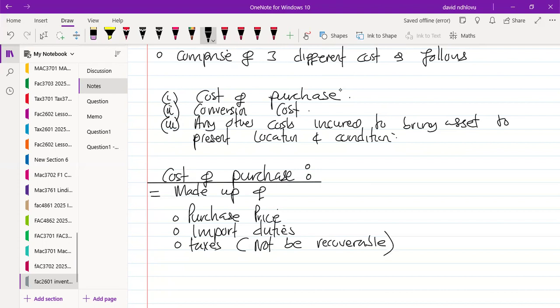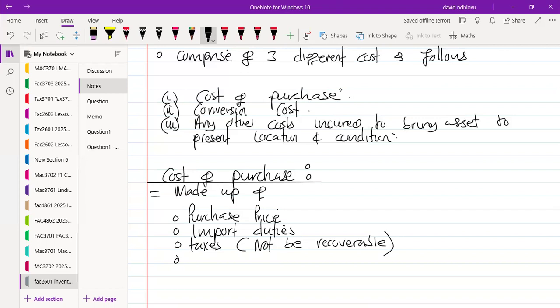A recoverable tax is one that you pay and then are able to claim it back from SARS. A good example of that would be value-added tax, VAT. So which means VAT must not be included in the cost of purchased inventory. Why? Because VAT, if you're a company and you're a vendor, you can claim it back and it will be paid back to you by SARS. So these are the items that we include here.